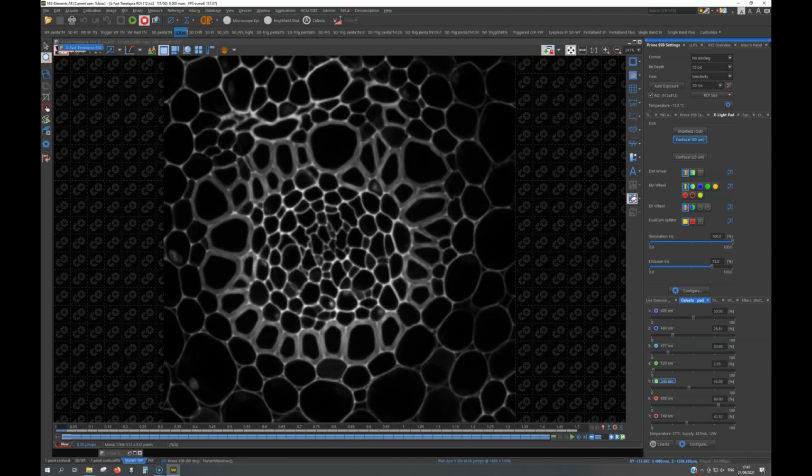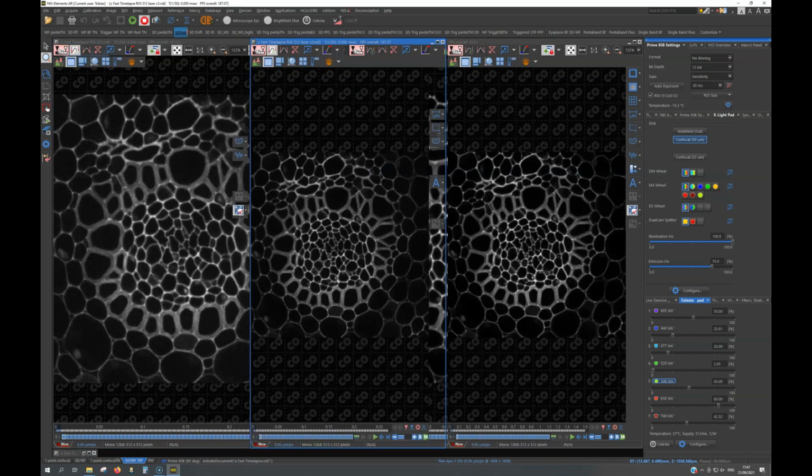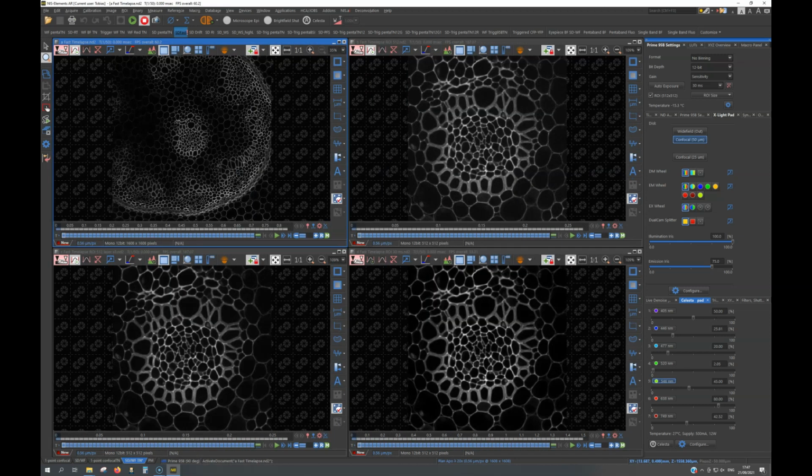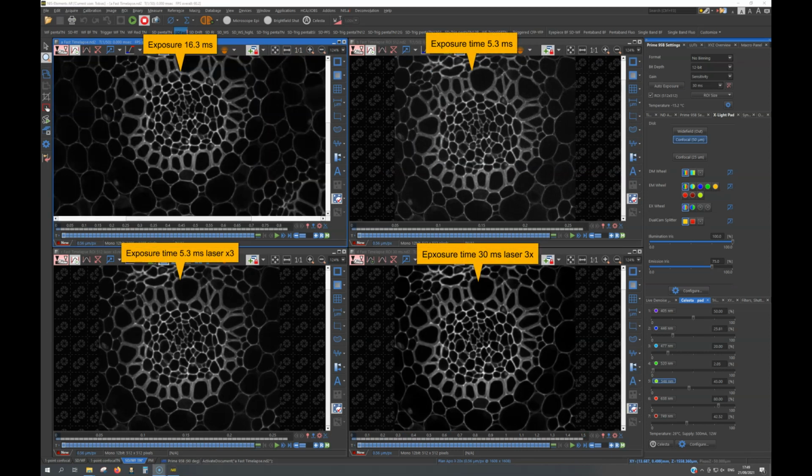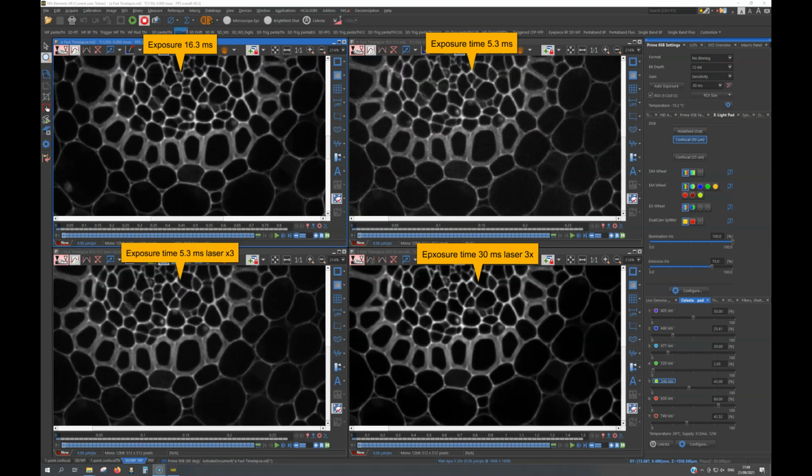We can already see that the high laser power and long exposure time gave us an image of good quality. Let's compare this to our other spinning disk images. The images are arranged with the original full field of view image in the upper left corner. Then in the upper right corner we have the RI image using the same laser intensity as the full field of view, but with a shorter exposure time because the camera is faster acquiring the smaller image.